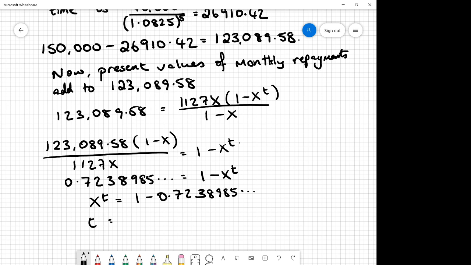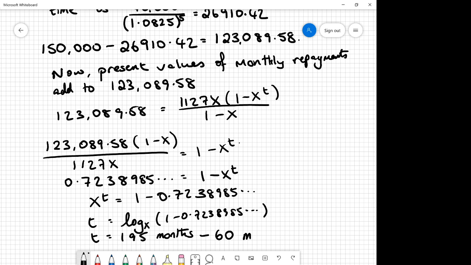And t is equal to log to the base x of 1 minus that number, and we get t is equal to 195 months. Now this isn't the final answer yet, because the question was how much longer after they pay back the €40,000, how much longer after that will it take them to fully pay it back.